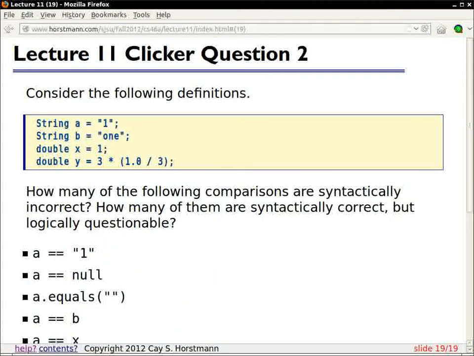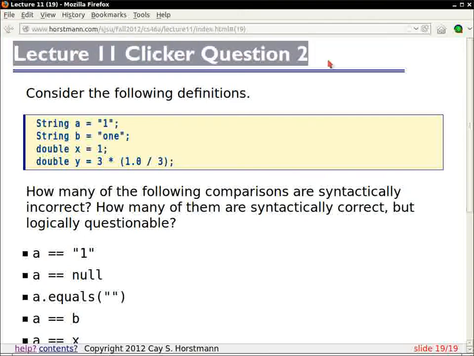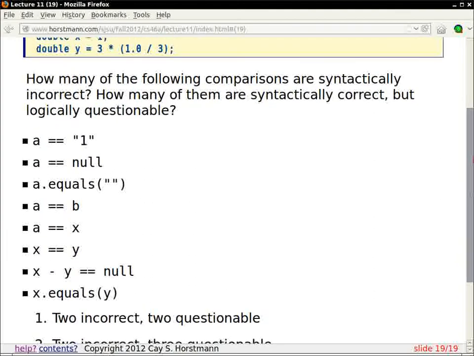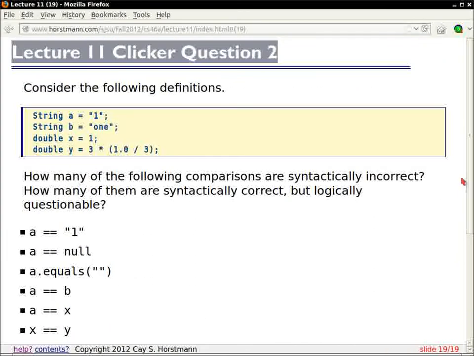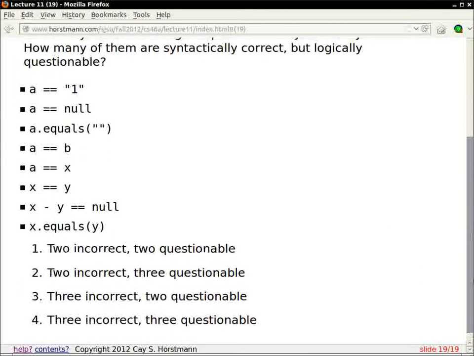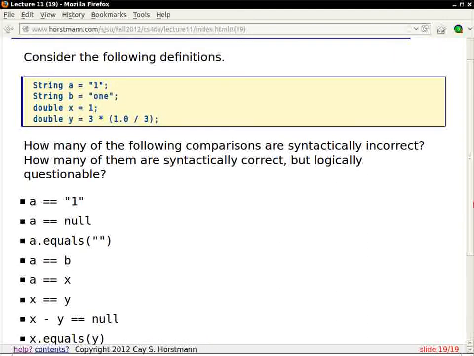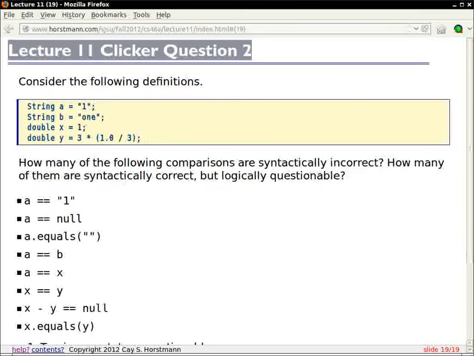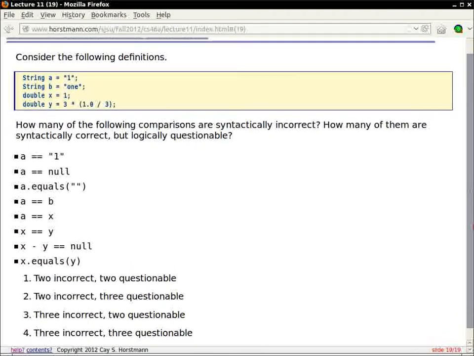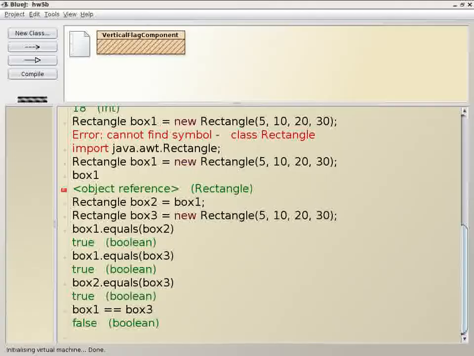All right. Okay, let's move on to this clicker question. Oh yes, this is a great question. Okay, I'm gonna have to make it a little smaller. Okay, here we go. A moment.